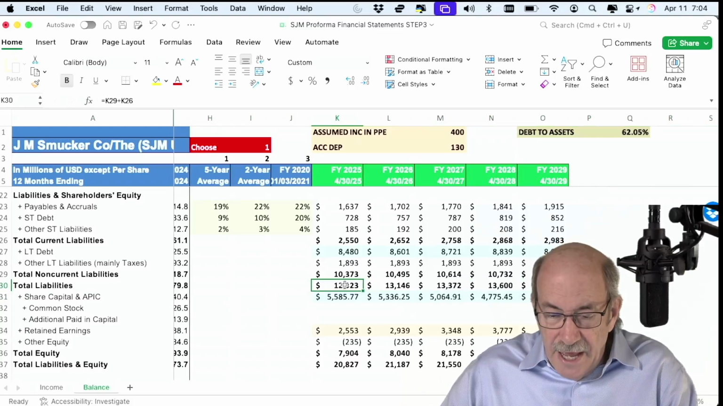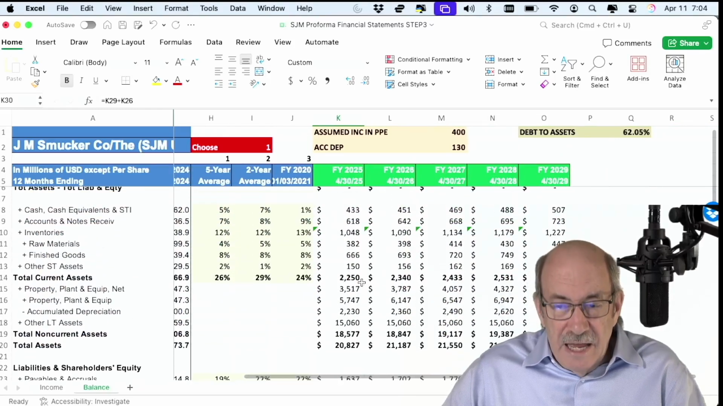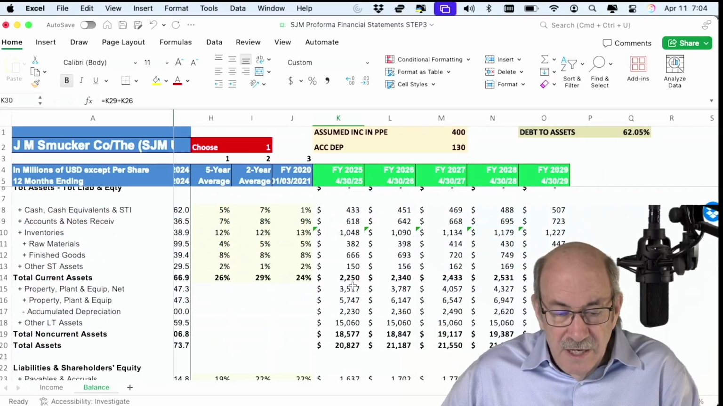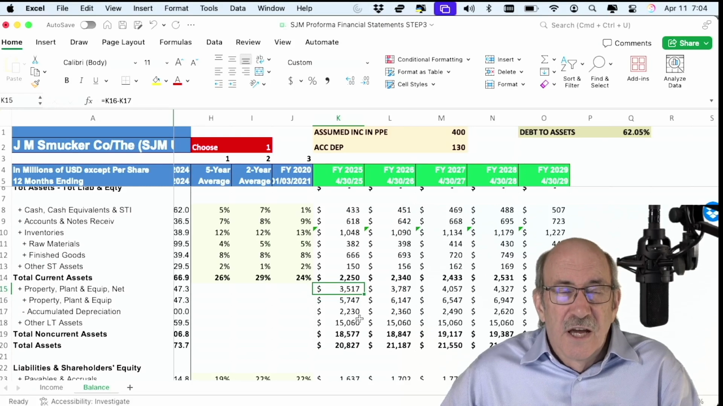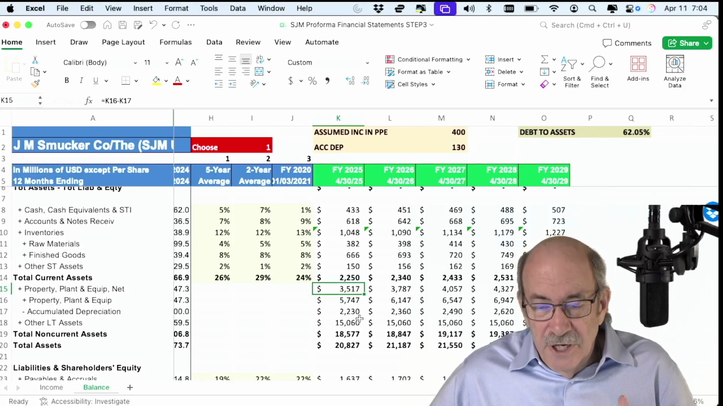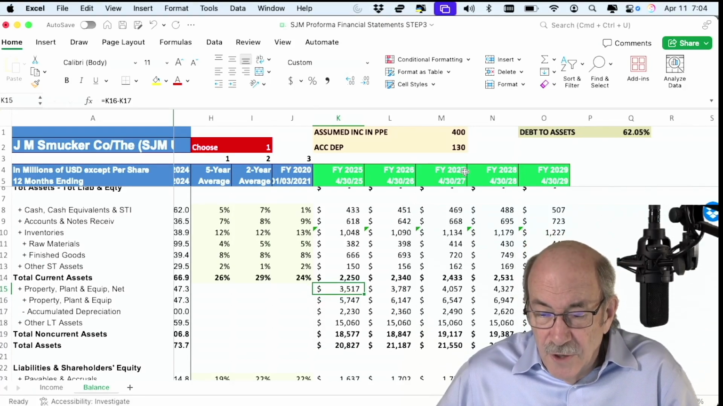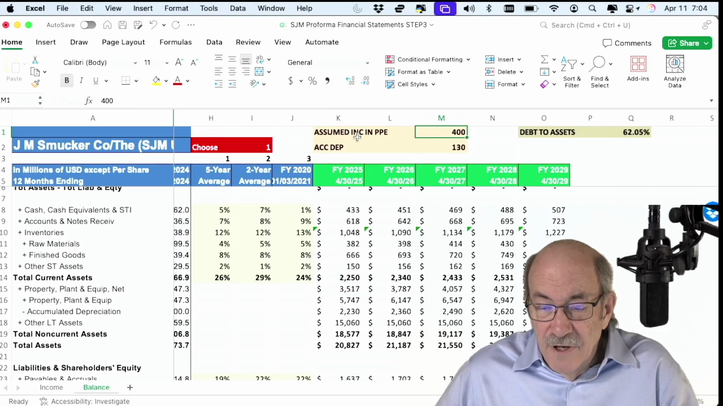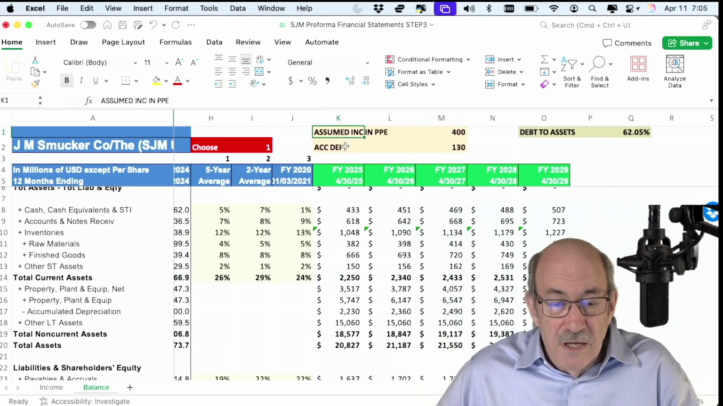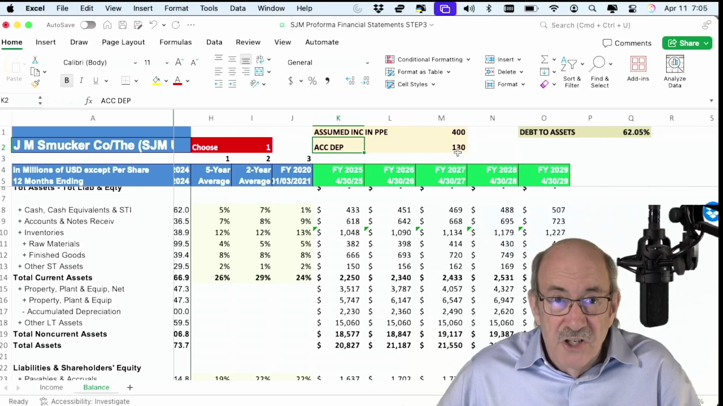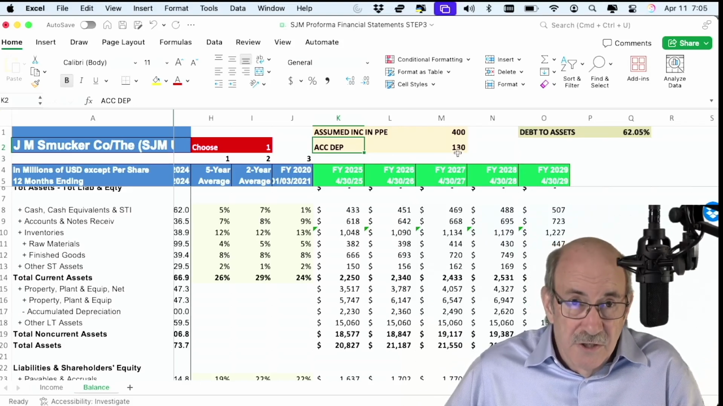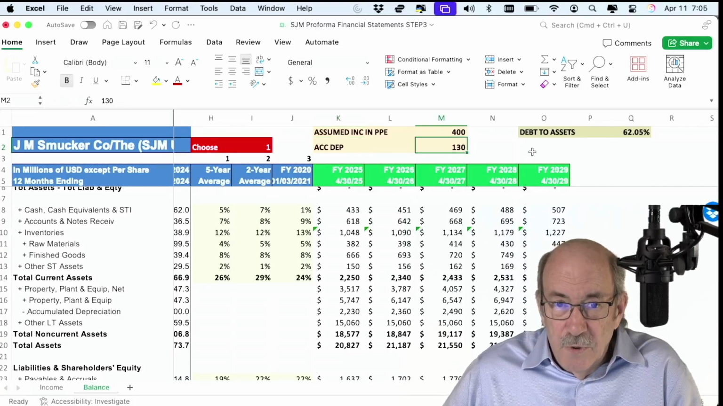Before we get to that, let's talk about assets. Let's talk about non-current assets, in fact, fixed assets. Here, I've built in some flexibility for myself. You'll notice up here at the top, I have assumed increase in PPE, which I've written in as 400, and additions to accumulated depreciation at 130 per year.